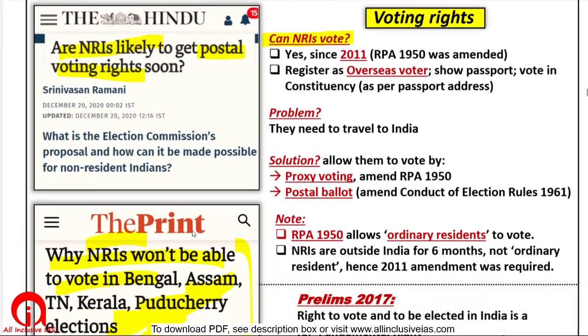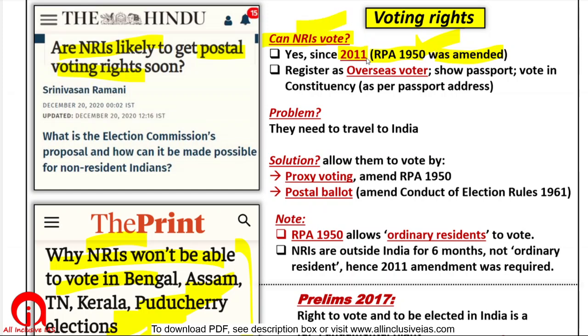NRIs can actually vote since 2011. In 2011, RPA 1950 was amended to allow NRIs to vote. Now again, which RPA should have been amended? 1950 or 51? 50, of course 50, because 50 is about voters and 51 is about MPs and MLAs, the candidates.